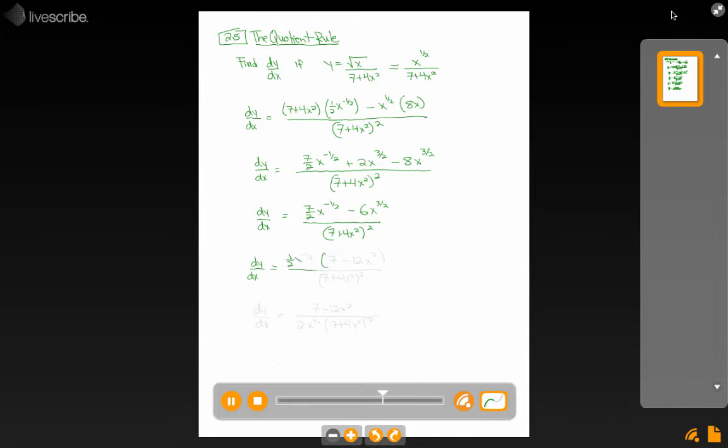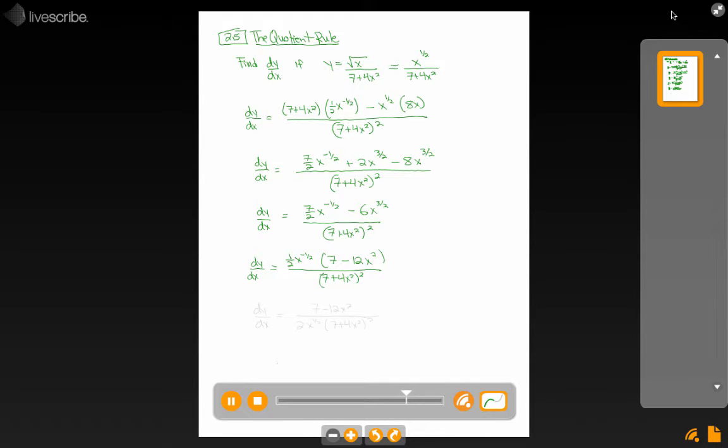If I take out a 1/2 and an x to the negative 1/2 in the numerator, the reason that is a useful thing to do is take a look at what I have left here. I have 7 minus 12. So we have, once this thing is factored, the 7 minus 12x squared over 7 plus 4x squared in brackets squared.